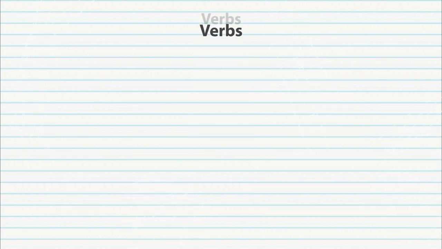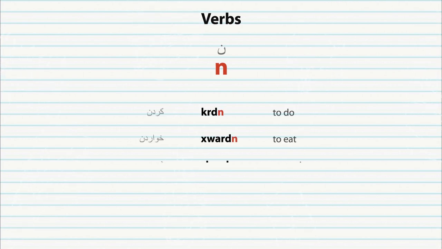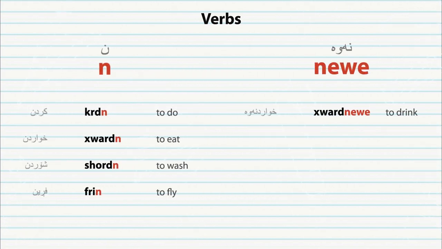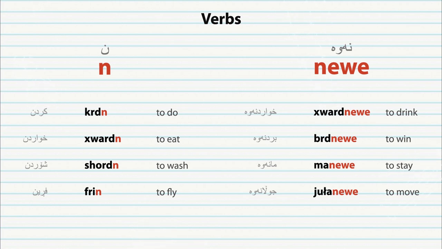Verbs. In the Kurdish language, verbs in infinitive state end with n or nawa. For example, kirdin, khwardin, shwardin, frin. khwardinawa, bardinawa, manawa, julanawa.